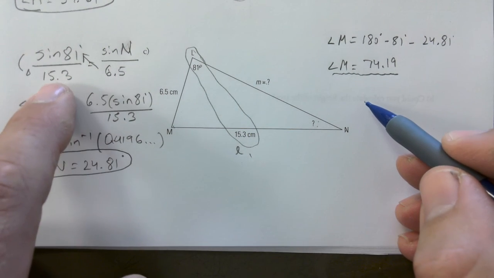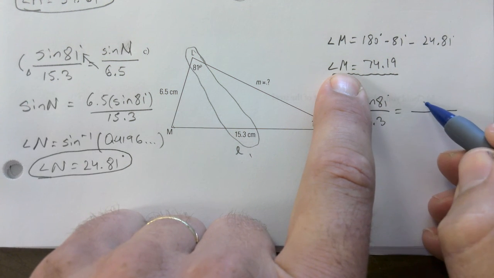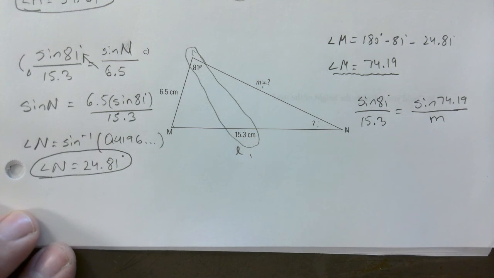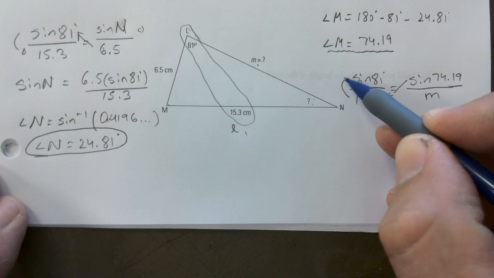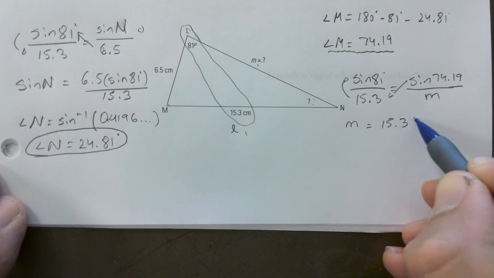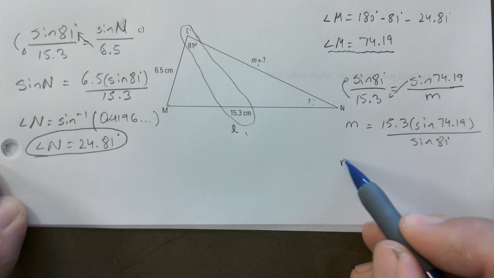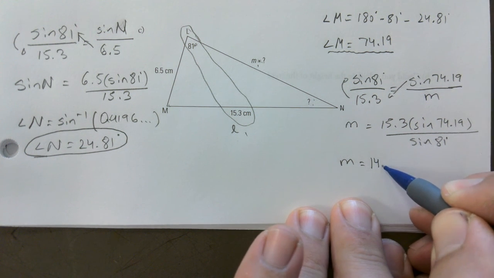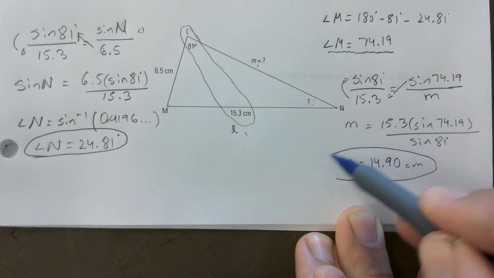Okay, so now I start again with the pair that I originally found, and now I'm going to use this angle, sine of 74.19, to figure out side M. And so you cross multiply, and finding sides is easier, right? Because you just go M and then just gonna multiply a bunch of things and divide. Okay. And so side M, 15.3 times sine of 74.19, that's 14.90, because the 4 doesn't do anything there. And we are in centimeters, right? That's what they asked me for.